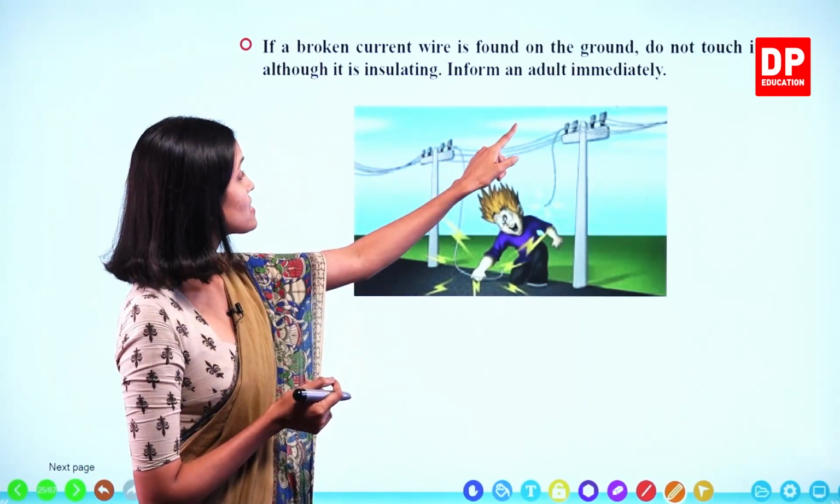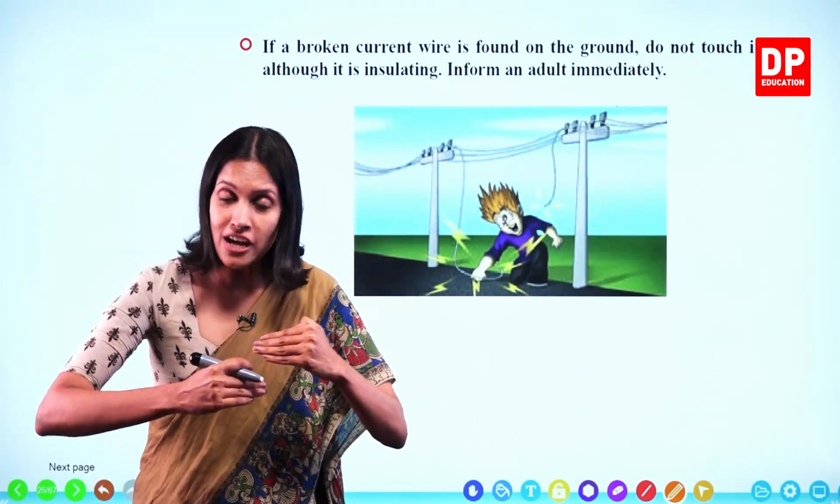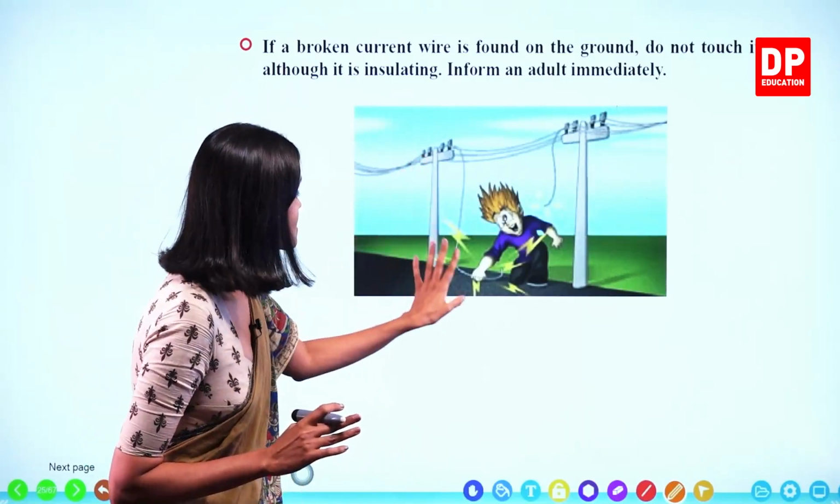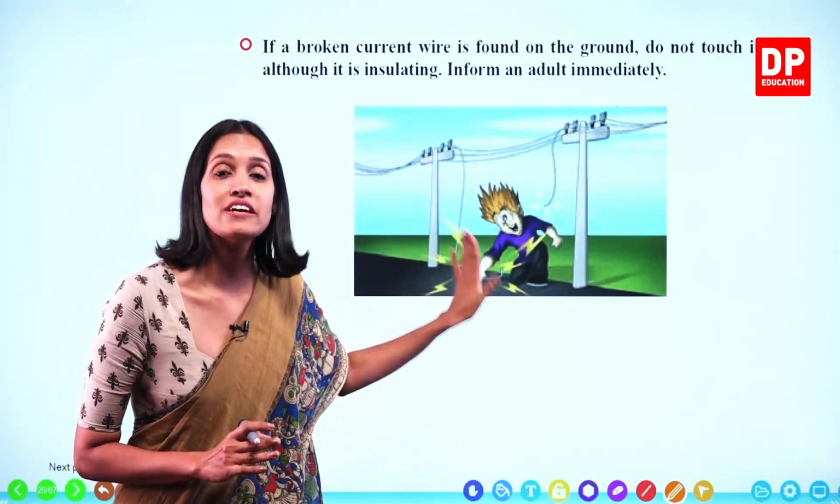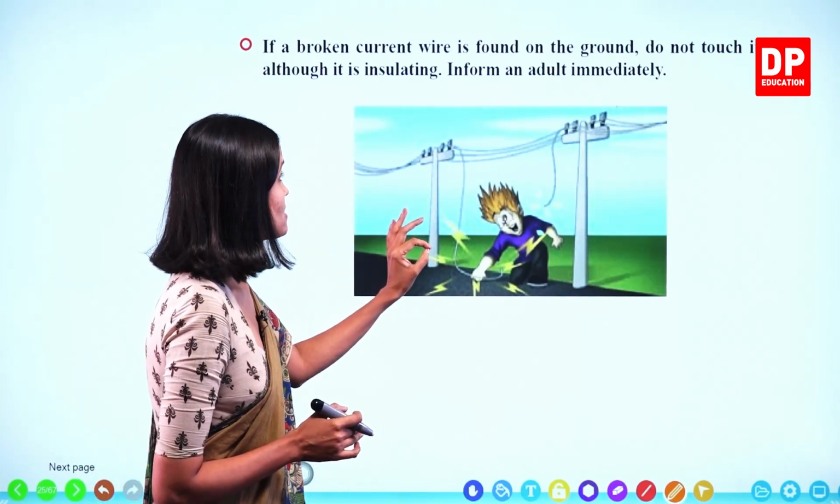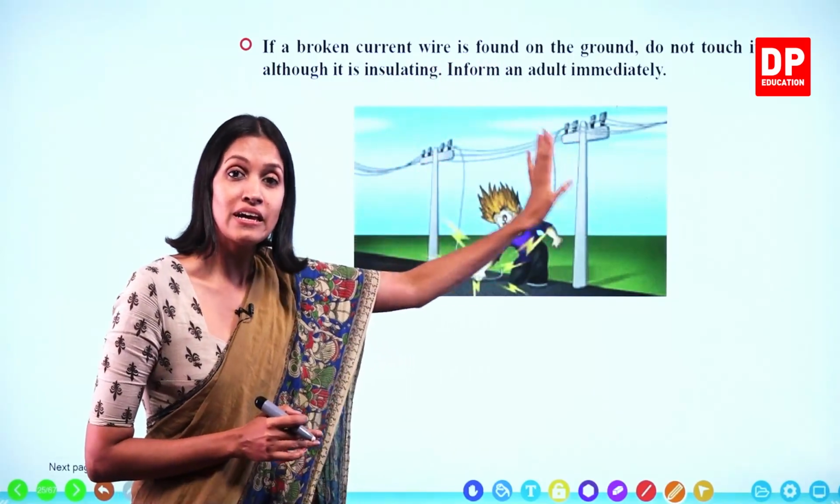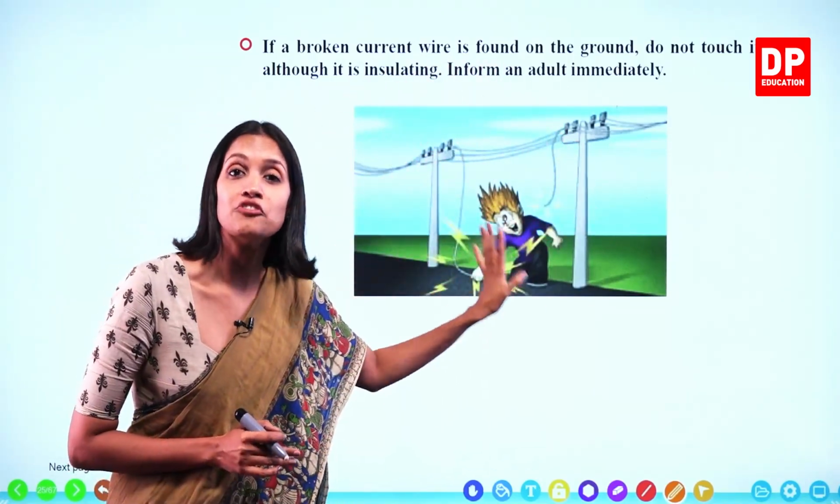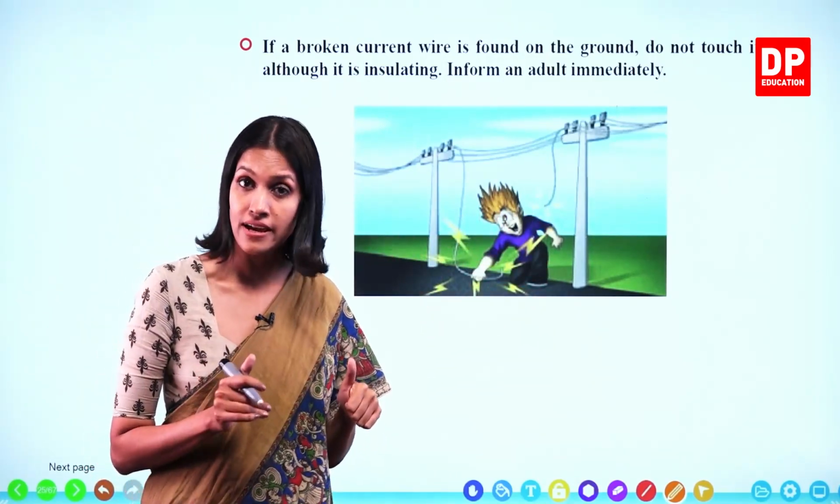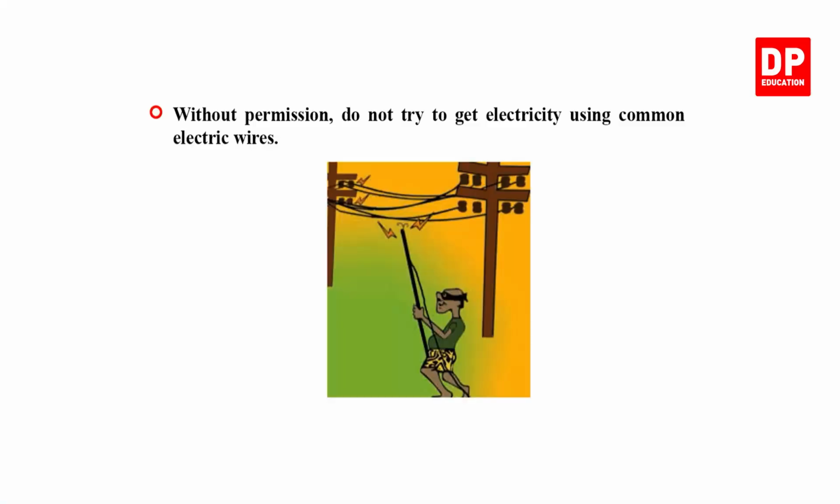So when we consider these current wires, they are actually covered with an insulating part. Even if we see something like this, we should never ever touch these types of wires. Right, children? This is very dangerous. Inform an adult immediately, and the adult should immediately inform the electricity board. We should never touch these types of wires. Right, children? Right.